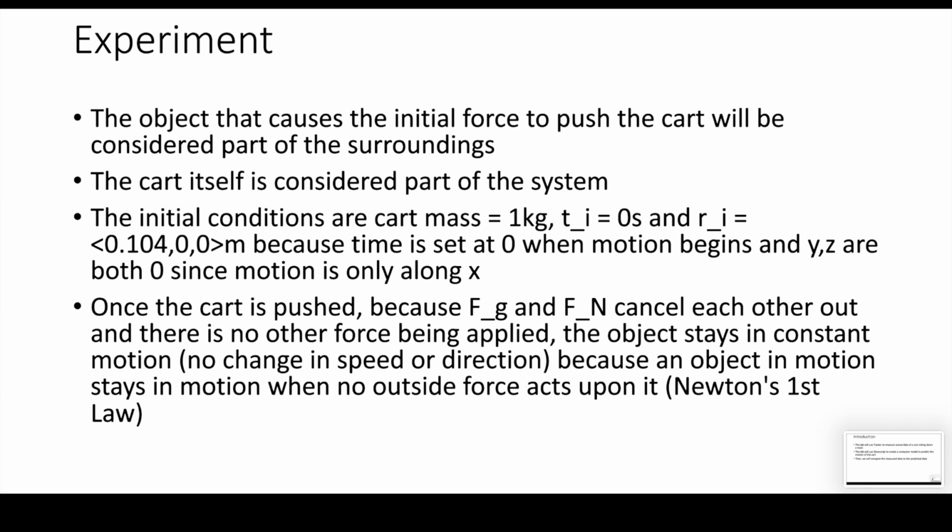The initial conditions in this experiment are that the cart has a mass of 1 kilogram, the initial time is at 0 seconds, and the initial position vector of the cart is <0.104, 0, 0> meters. Because the time is set at 0 when the motion begins in Tracker, and y and z are not relevant to the motion since the motion only occurs along the x-axis.